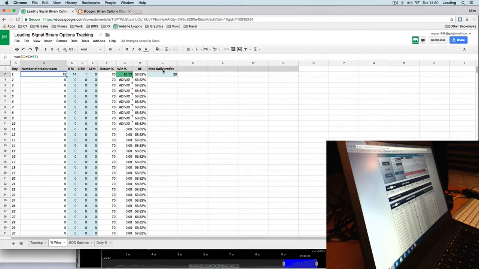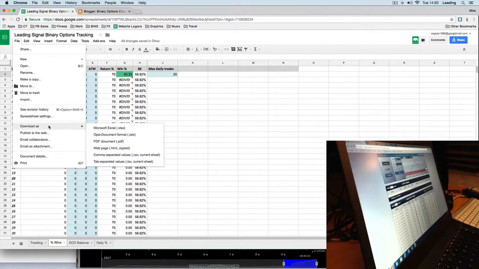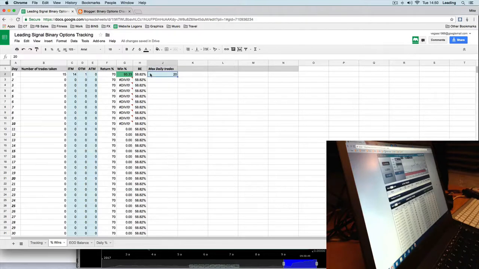If you're using this spreadsheet, feel free to use it as well. You just have to go to either make a copy, which I think shares it to your drive if you've got Google Drive, which you should do if you can access it. If not, it's dead easy to set up. So make a copy, or download as Microsoft Excel, because you don't have to share it like me.